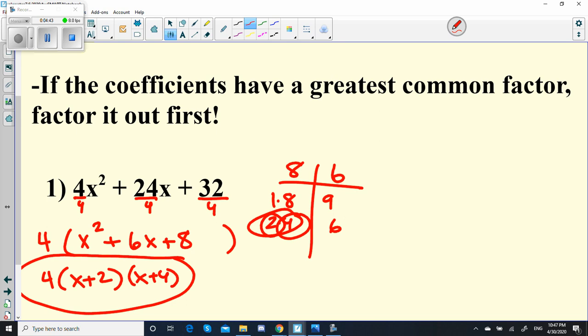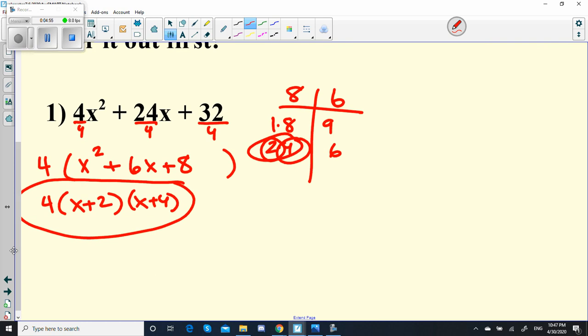Factoring is kind of like unfoiling, and if I want to check to see if it's right, I could refoil it. But I don't want to do that, because that'll put it back the way it started. Then it'd be like I didn't even solve it. But if I wanted to check it, I could.